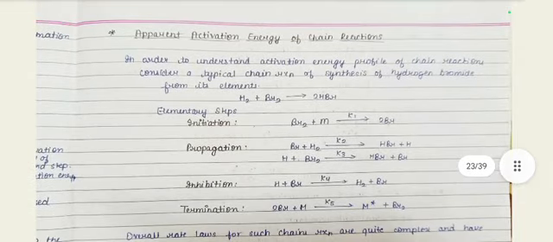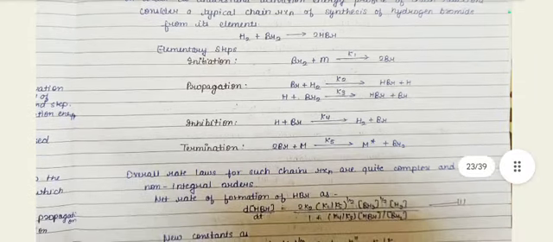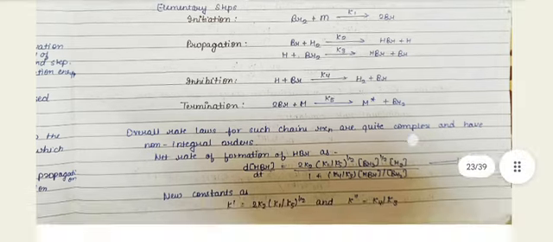Apparent activation energy of a chain reaction. In order to understand the energy profile of a chain reaction, consider a typical chain reaction, the synthesis of hydrogen bromide from its elements: H2 + Br2 gives 2HBr. Elementary steps: initiation, Br2 + M gives 2Br with k1. Propagation, Br + H2 gives HBr + H with k2, and H + Br2 gives HBr + Br with k3. Inhibition, H + HBr gives H2 + Br with k4. Termination, 2Br + M gives Br2 + M* with k5.